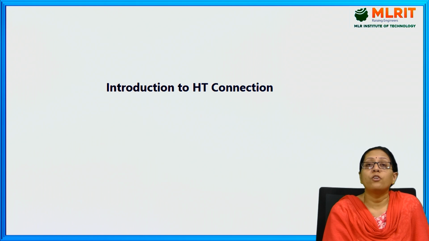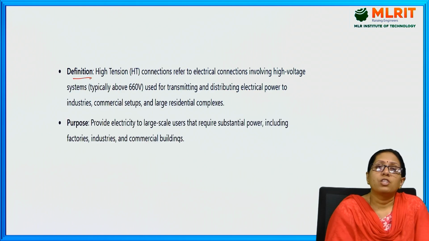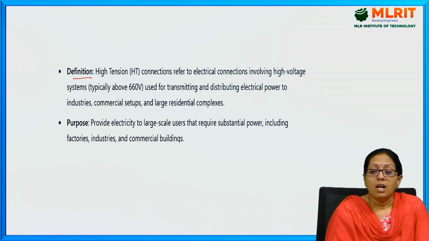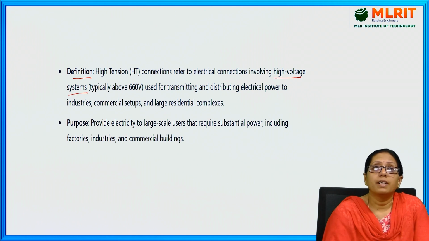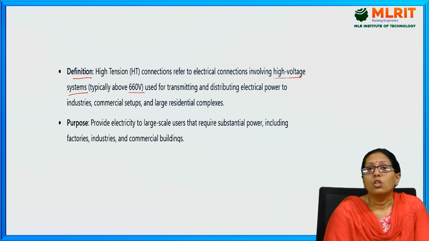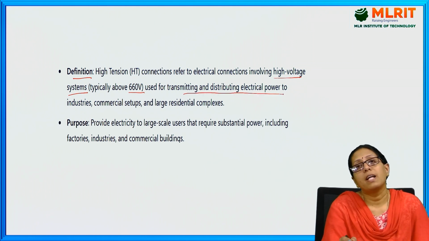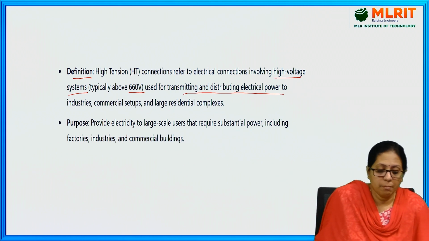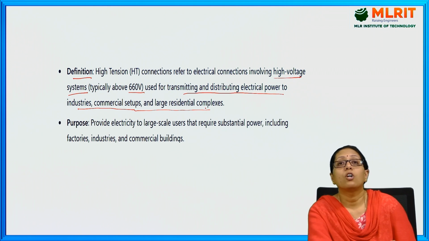First one is the introduction to the HT connection. Here you can see the definition. HT is nothing but high tension. High tension connections refer to the electrical connections involving high voltage systems, that is, high voltage systems typically above 660 volts, used for transmitting as well as distributing electrical power to industries, commercial setups and large residential complexes.